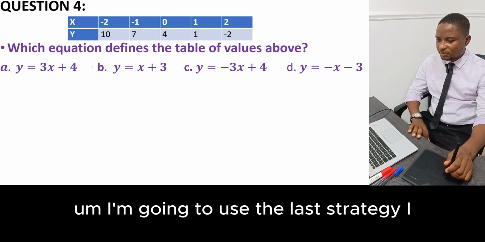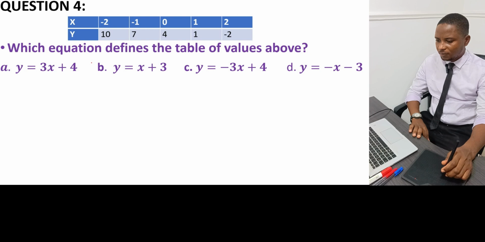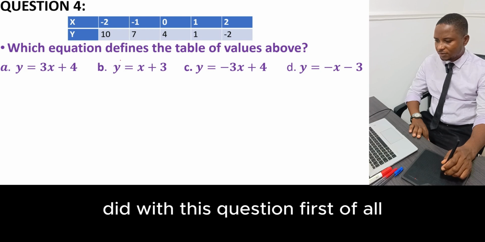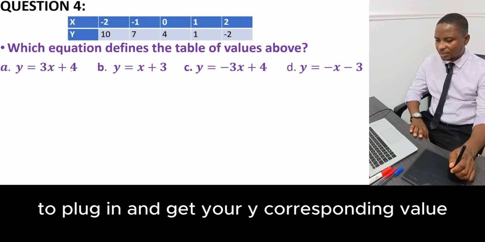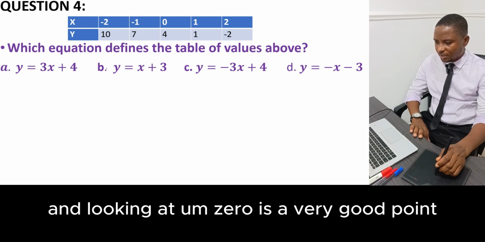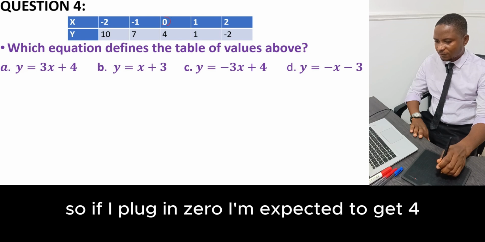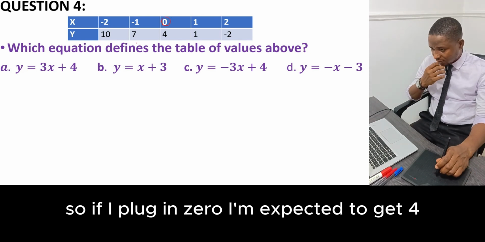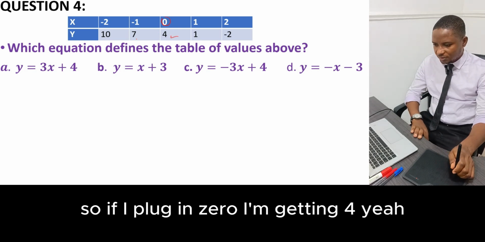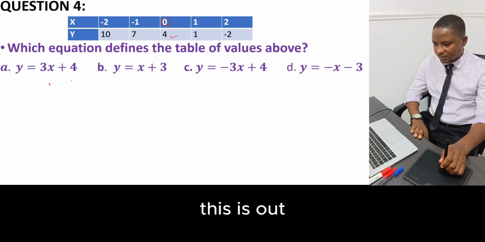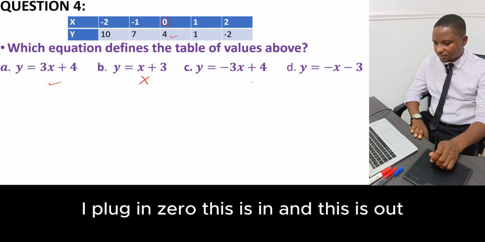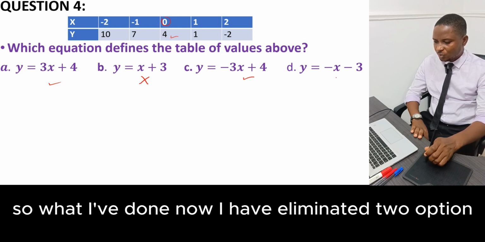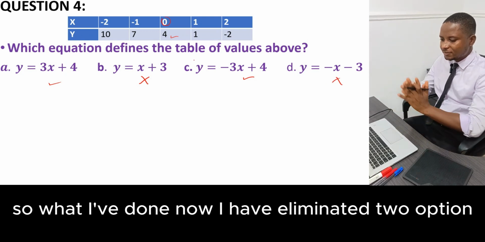I'm going to use the last strategy I did with this question. First of all, you look for any point that is easier for you to plug in and get your y corresponding value. Looking at 0 is a very good point. If I plug in 0, I'm expected to get 4. So if I plug in 0, I'm getting 4 here. This is out, because if I plug in 0, I'll be getting y equal to 3. If I plug in 0, this is in, and this is out. So what I've done now is eliminate 2 options.